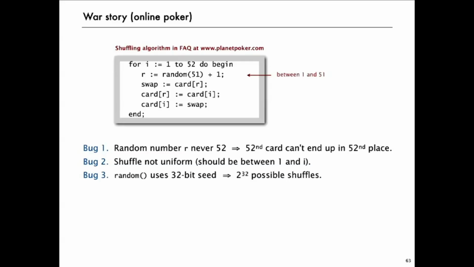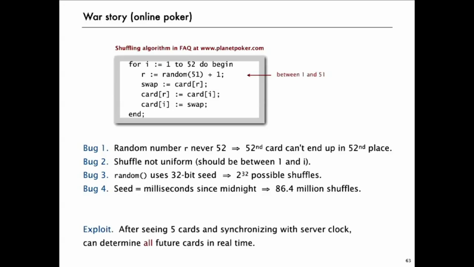Another problem in this implementation is that the random generator uses just a 32-bit seed. If you do that, there are not enough possible shuffles. The number of possible shuffles is much more. If n is 52, it's 52 factorial, which is a lot bigger than 2 to the 32nd. So it's not close to random or uniform. And the other thing is that the seed is just the number of milliseconds since midnight, and that cuts down the number of shuffles even more.